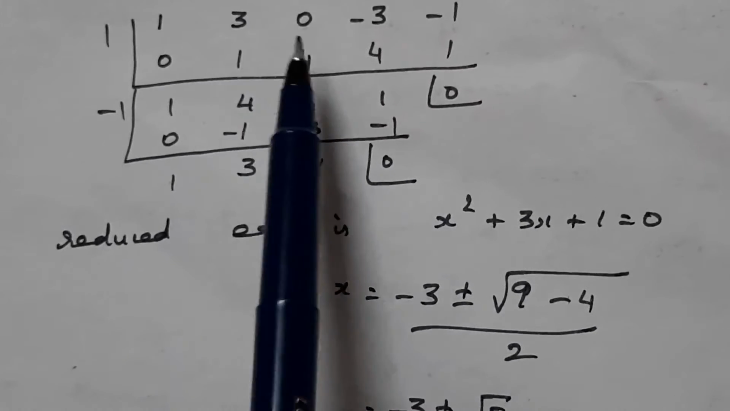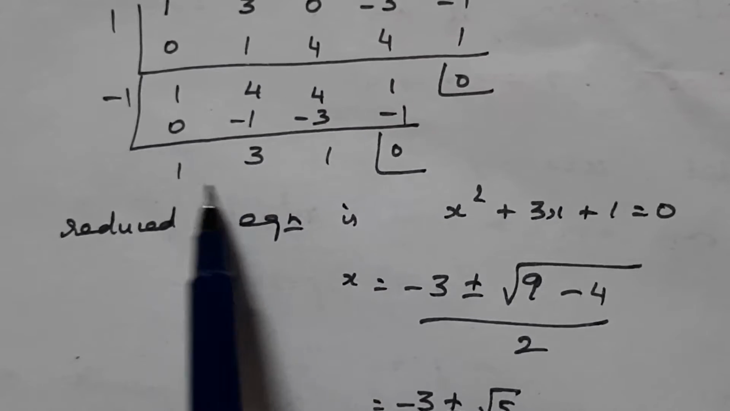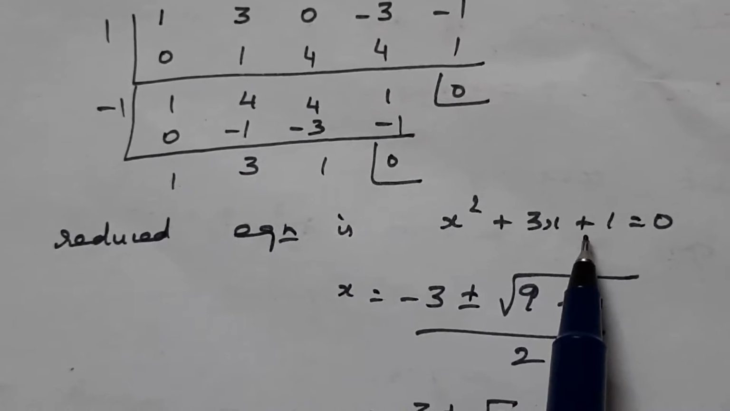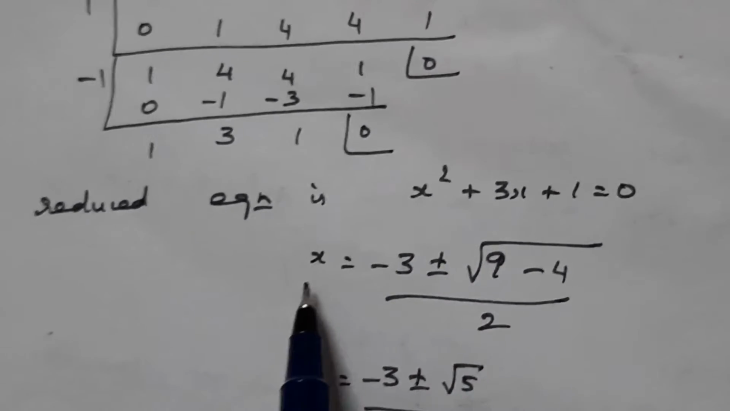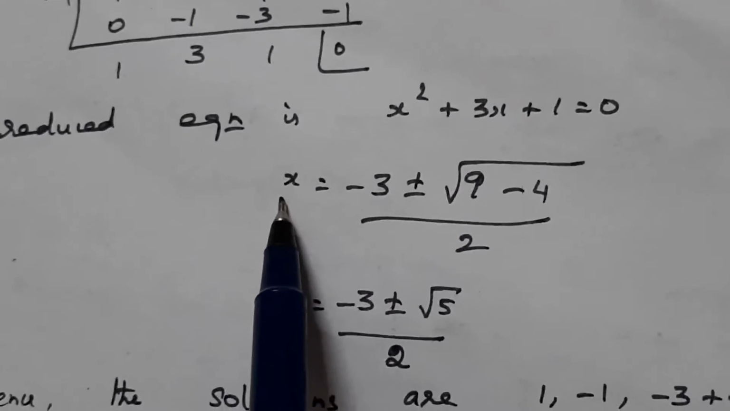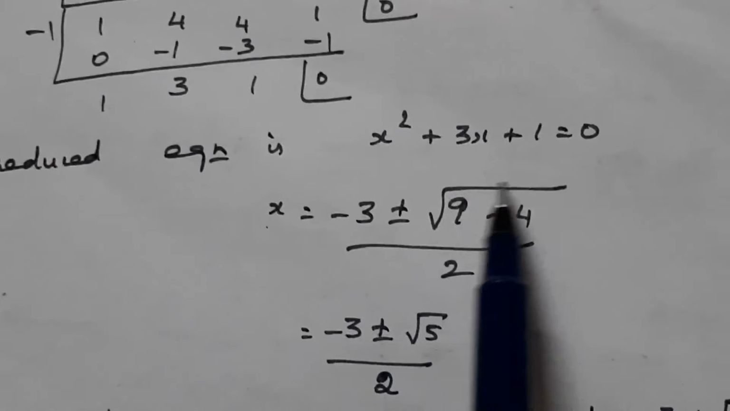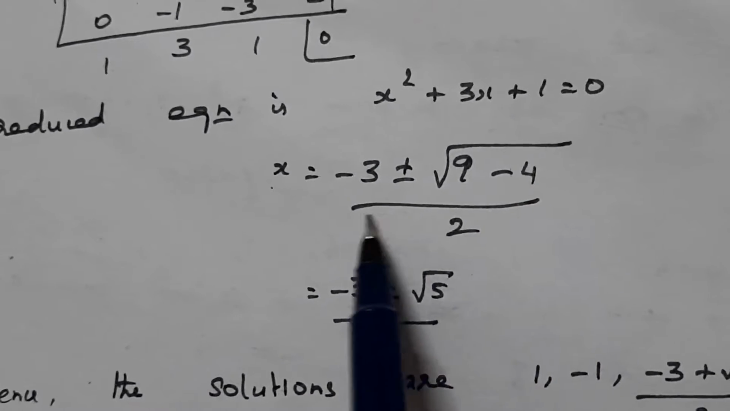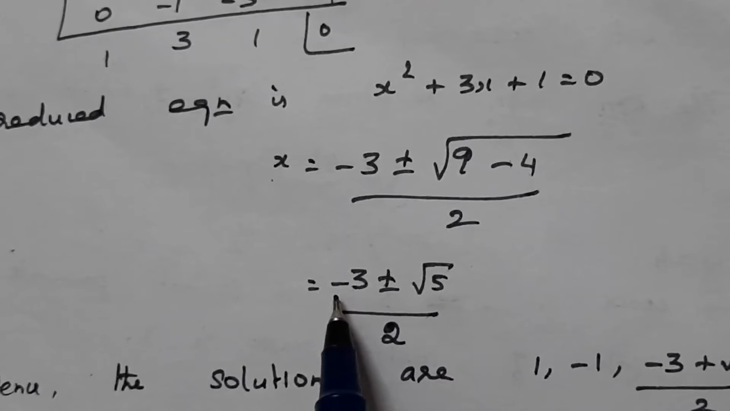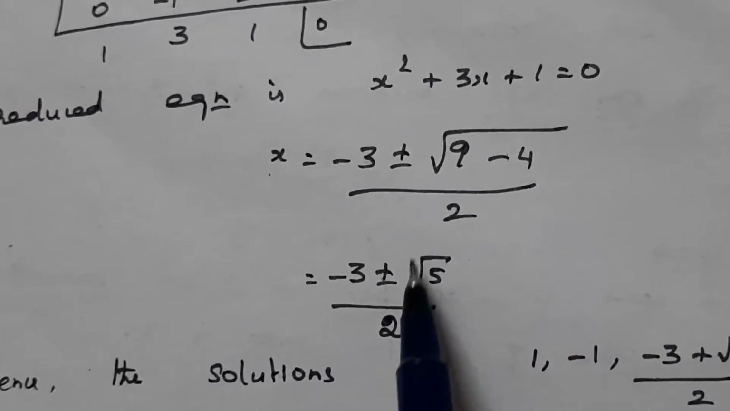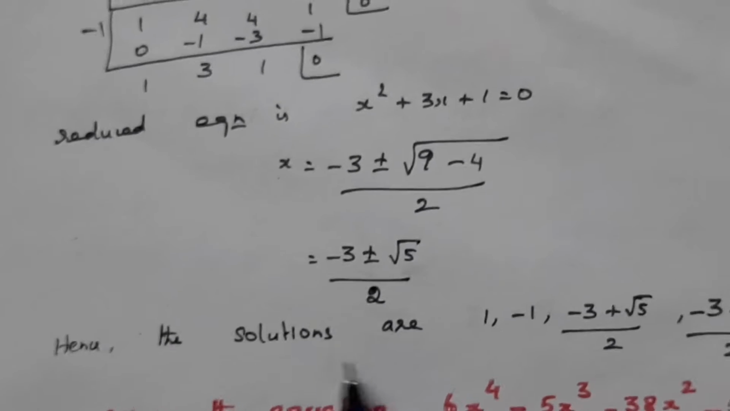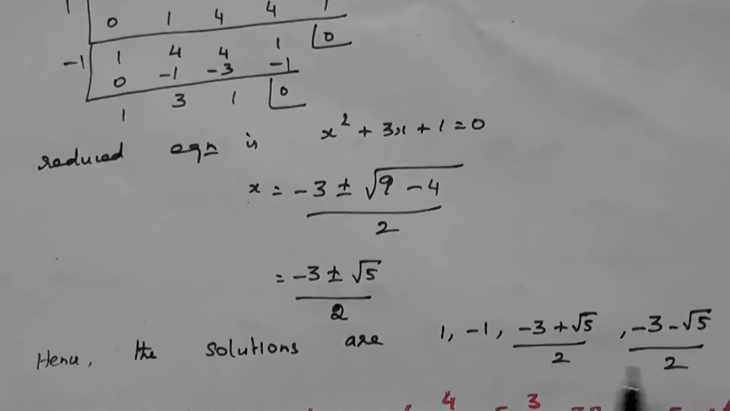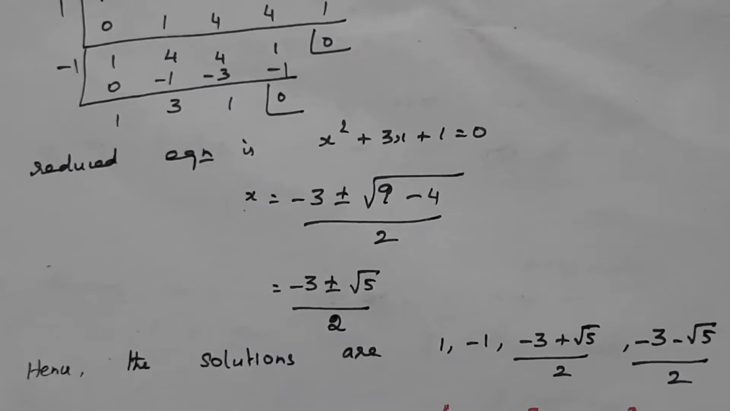Therefore, the given polynomial equation reduced to an equation of degree 2. So what would be the reduced equation? x squared plus 3x plus 1 is equal to 0. And it cannot be factorized, so let us apply the formula. x is equal to minus b, that is minus 3, plus or minus root of b squared, that is 3 squared, 9, minus 4ac, minus 4 into 1, minus 4, divided by 2a, that is 2 into 1, 2. Minus 3 plus or minus root of 9 minus 4, that is root 5, divided by 2. So what would be the solutions? Plus 1, minus 1, minus 3 plus root 5 by 2 and minus 3 minus root 5 by 2. As it is of degree 4, we got 4 solutions.